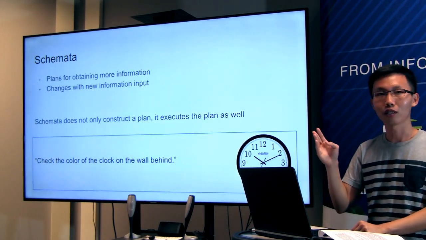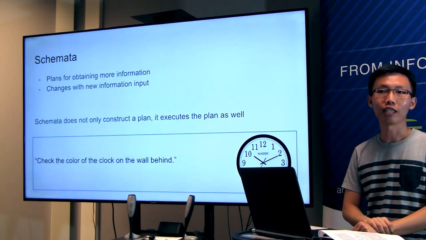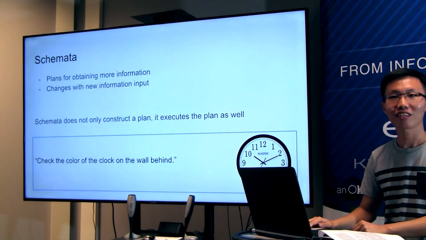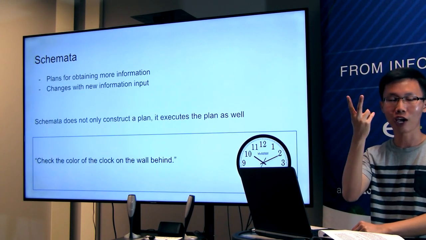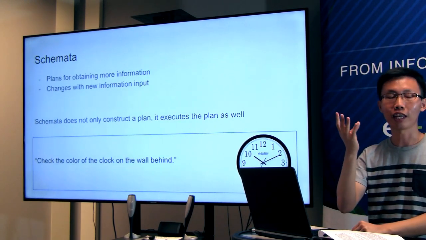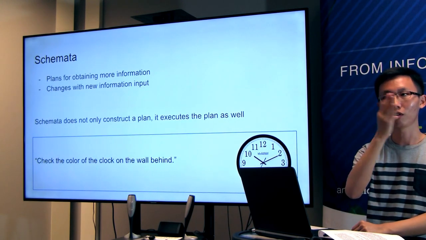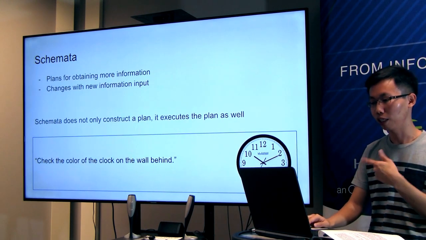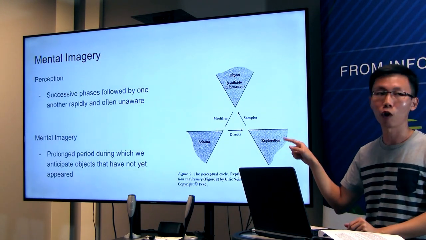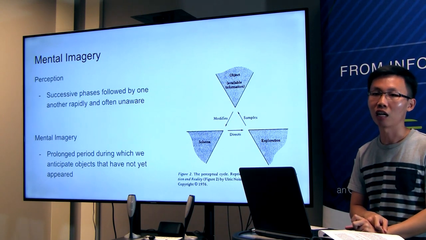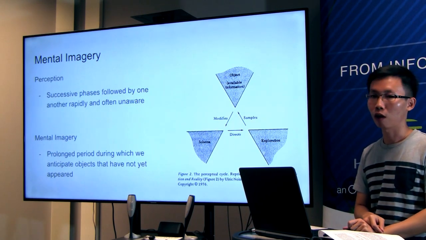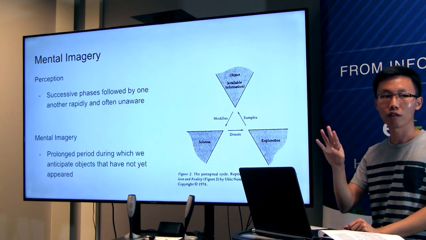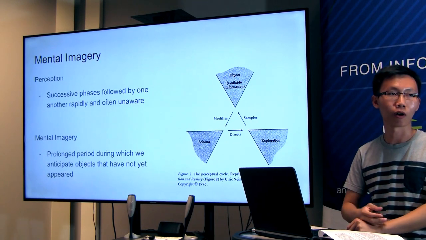So do you see a clock even if it's not there? No, I see a lamp and a board. I'm sorry? I see a lamp and a board. If we expect a clock behind us but see that there is no clock, we would turn to find it. We want to find it. So this is perception: successive phases followed one another, rapidly and often underway. We expect a clock, we turn to see it, but we can't find the clock, so we turn around to explore.